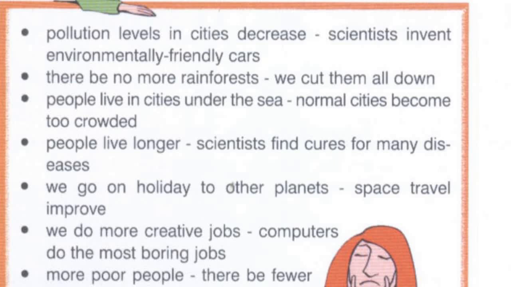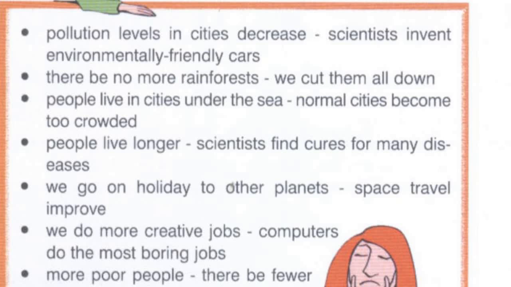We cut them all down. Okay. In the year 2050, because we have cut all trees down, present perfect, and it started because, comma, there will be no more rainforests. There will be no more rainforest.